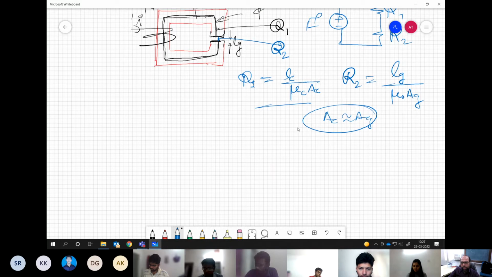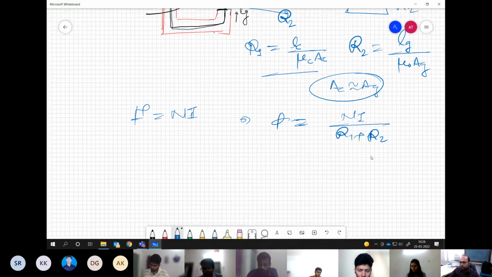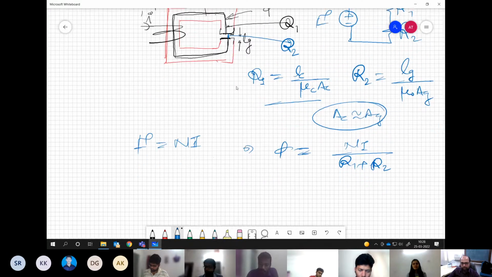Now, once we have this understanding, my MMF is nothing but Ni. So my flux, which is coming in this system, is basically Ni divided by R1 plus R2, the total reluctance. This is easy. There is no problem in that, right? Fine. Okay.